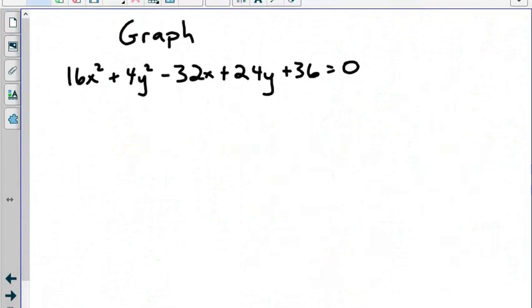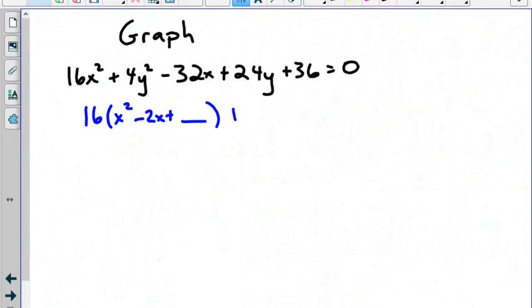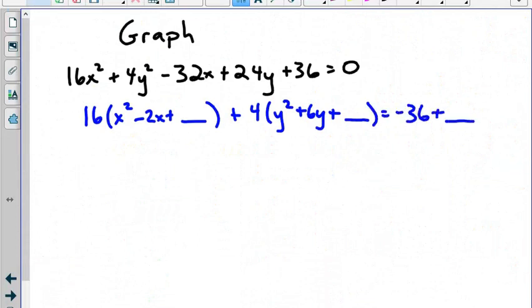Next, graph the following. I'm going to do the completing the square relatively quickly. I'm going to take the x terms and factor out a 16. I'm going to take the y terms and factor out a 4. And then we have negative 36 plus the two things we're adding on the other side.